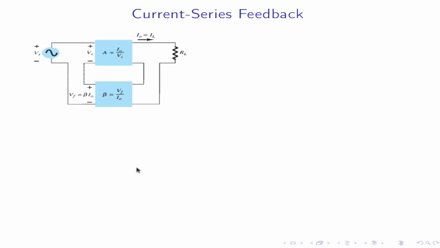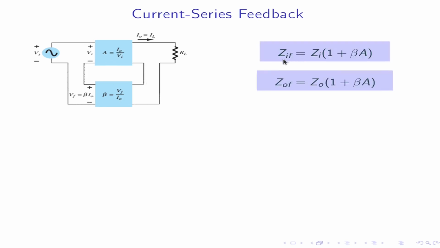Current series feedback. This is the block diagram. Beta is Vf by Io. The current is fed back in series with the input. Vf is beta Io. A is Io by Vi. And Zif is Zi into 1 plus beta A. Zof is Zo into 1 plus beta A. Here both input impedance and output impedance increase by a factor of 1 plus beta A.